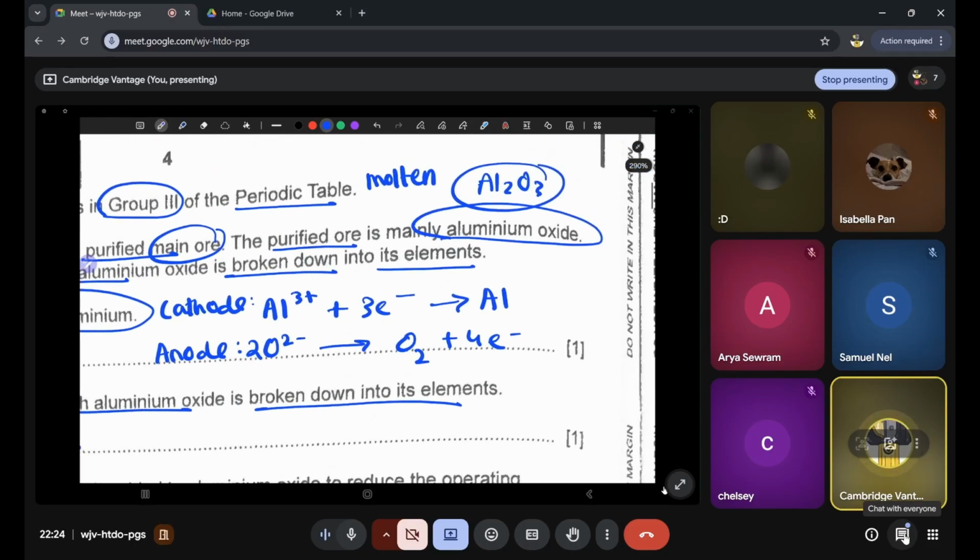Do all of you know these equations already? All right. And another thing, students, at the anode, we have to replace it very frequently, or we have to replace it regularly. Can anyone tell me why we have to replace it regularly?